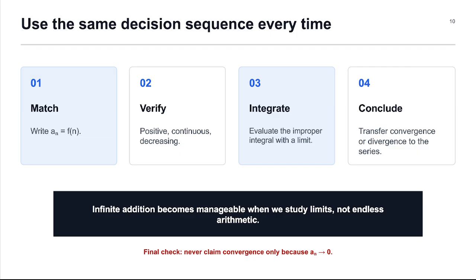If the integral converges, the series converges. If the integral diverges, the series diverges. The central idea is that infinite addition becomes manageable when we use limits and comparison instead of attempting endless arithmetic.